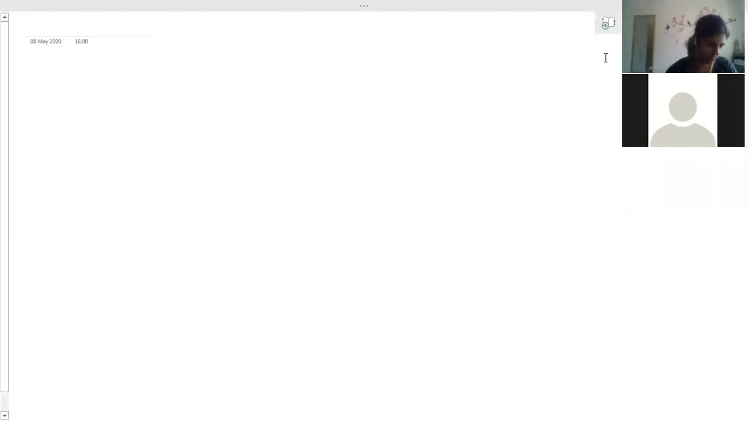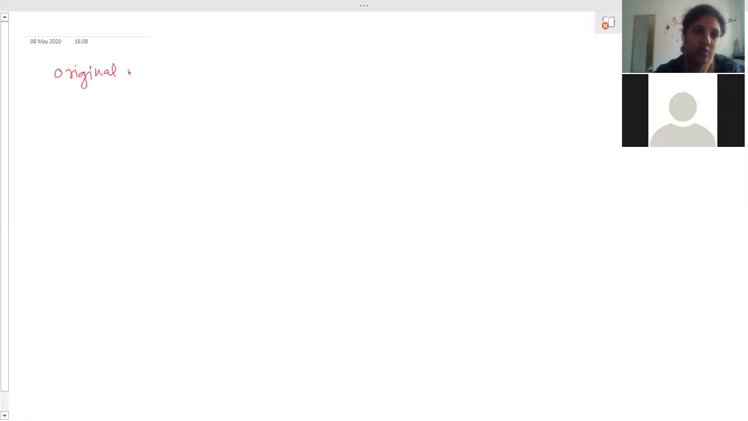Ma'am, the numerator of the fraction is 3 less than the denominator. The numerator of a fraction is 3 less than the denominator, and if 2 is added to both the numerator and denominator, then the sum of the new fraction and the original fraction is 29 by 20. Okay, so we have to consider the original numerator and original denominator.